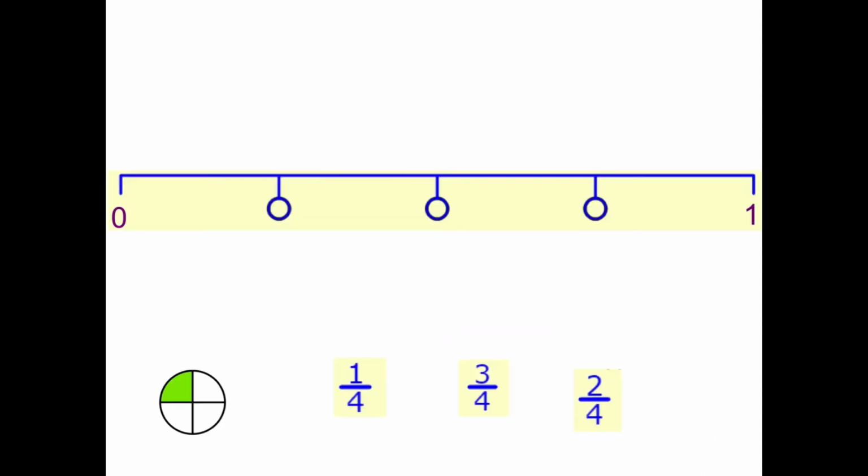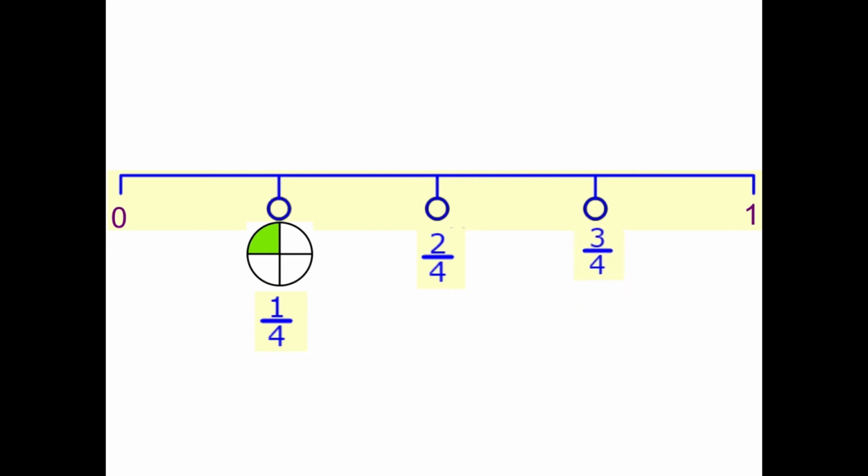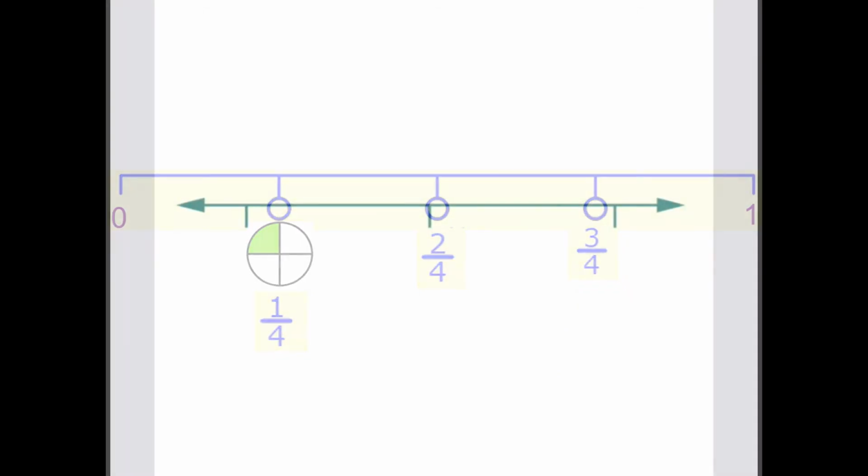Now here we've got a number line. There's one picture, but the rest are just numbers. So we know that's 1/4, but where would it go? We've got 2/4, so that would go in the middle because that's half. So that must be 1/4, which can go with that one. And then that one there would be 3/4.